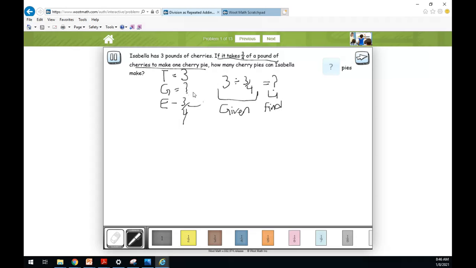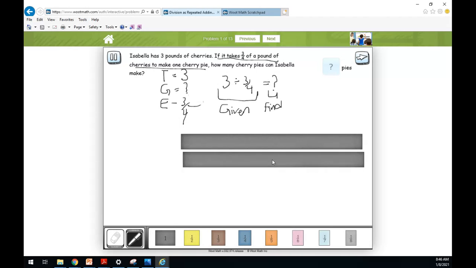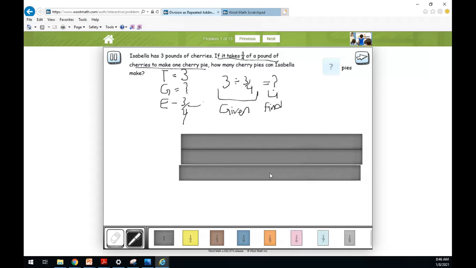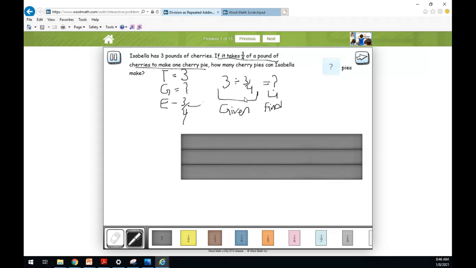Now we're going to get started creating the pictorial model for this. I know I have 3 wholes, so I'm going to take out my 3 wholes. I'm trying to figure out how many 3/4 are in 3 wholes. I'm going to look at that denominator. That denominator says I'm going to partition into fourths. So I'm going to create my fourths. I'm going to do that for all of my wholes.